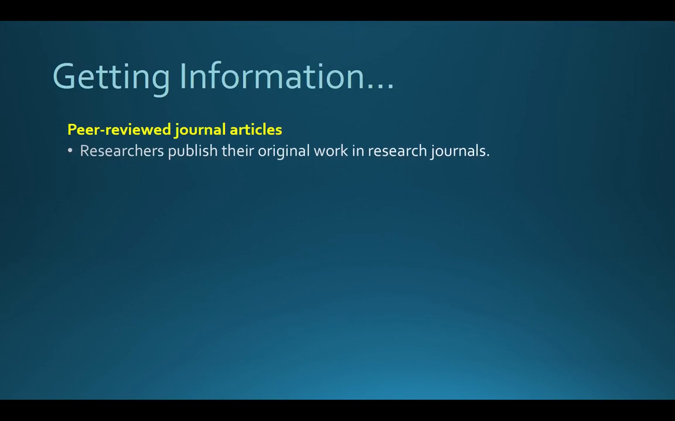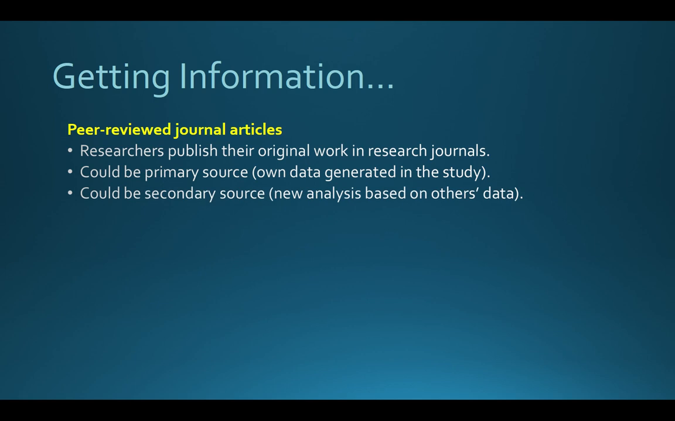But peer-reviewed journals, as we said, are where researchers publish their own original work, and they could be primary sources where they have their own data generated in the study. But remember, they could also be secondary sources where they do a new analysis, but it's based on somebody else's data. So if I were to give you examples in a quiz, you should be able to tell me, when we're talking about a study, is it a primary data source generating their own data, or is it a secondary source where they're doing new analysis based on somebody else's data?